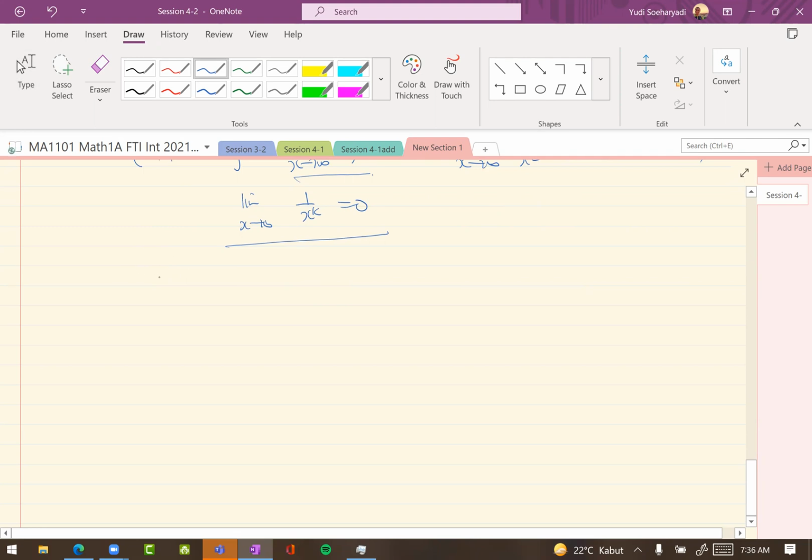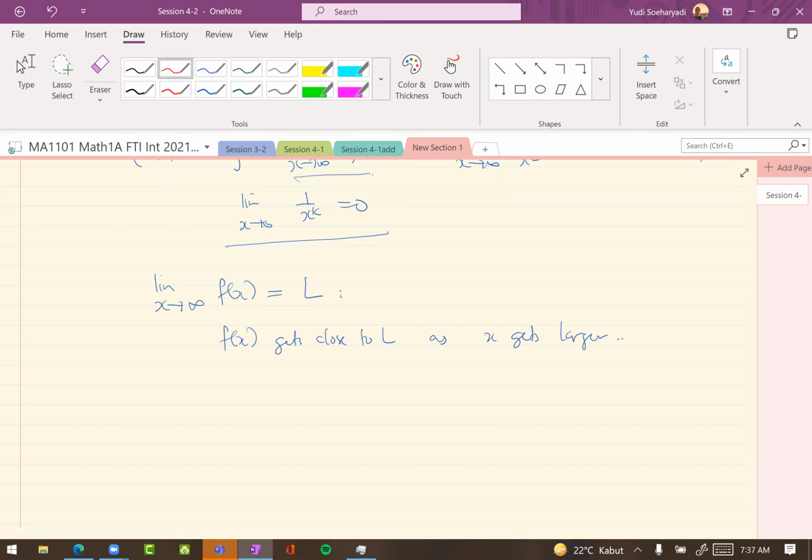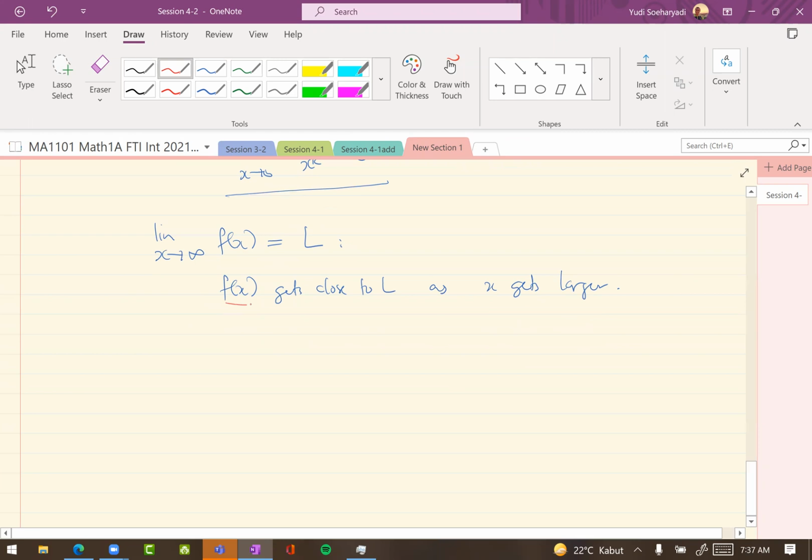Recall the epsilon-delta definition of limits of functions. The limit as x goes far to the right of f of x equals L, meaning that f of x gets close to L as x gets larger. Do we have to give a meaning to what it means to get closer and closer to L?